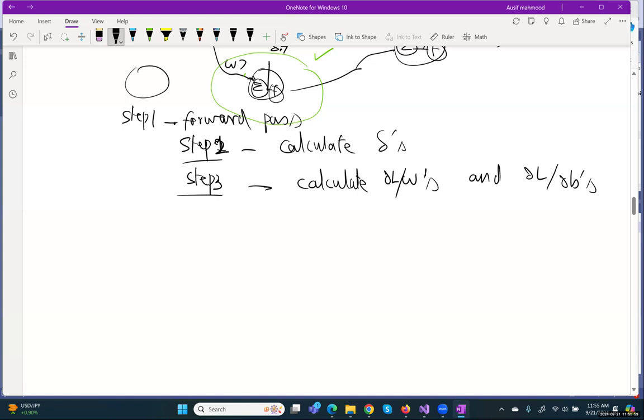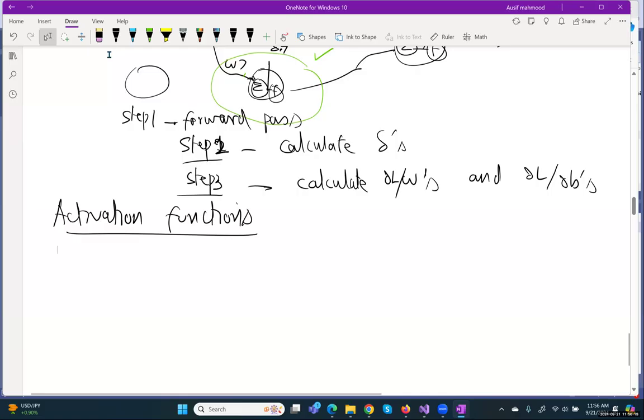Now a couple of questions related to our learning. One is, what about these activation functions? What do they do? There are different activation functions. Let me give you the motivation for activation functions. One motivation is to constrain the output.